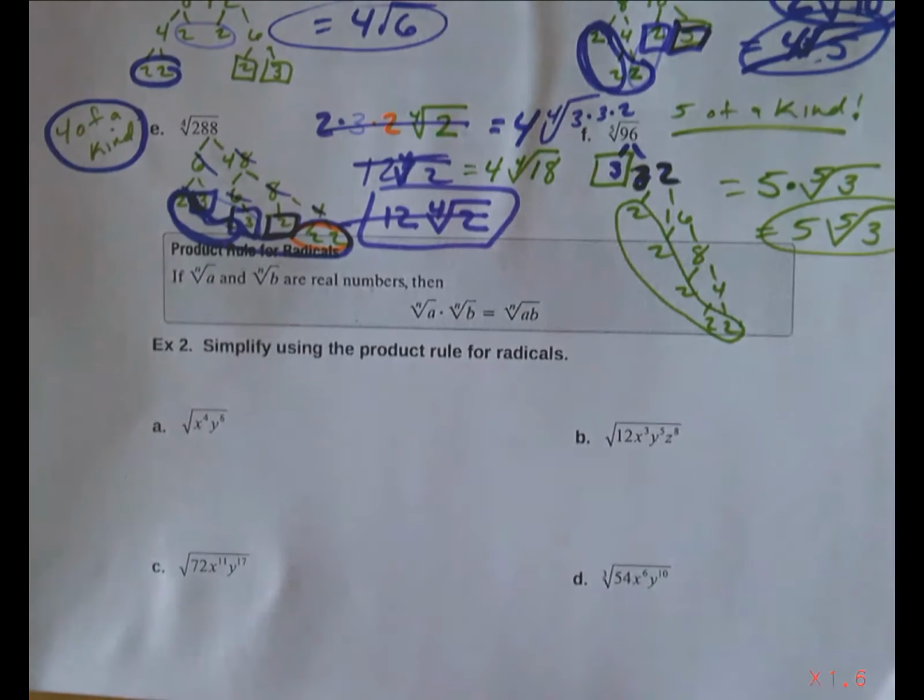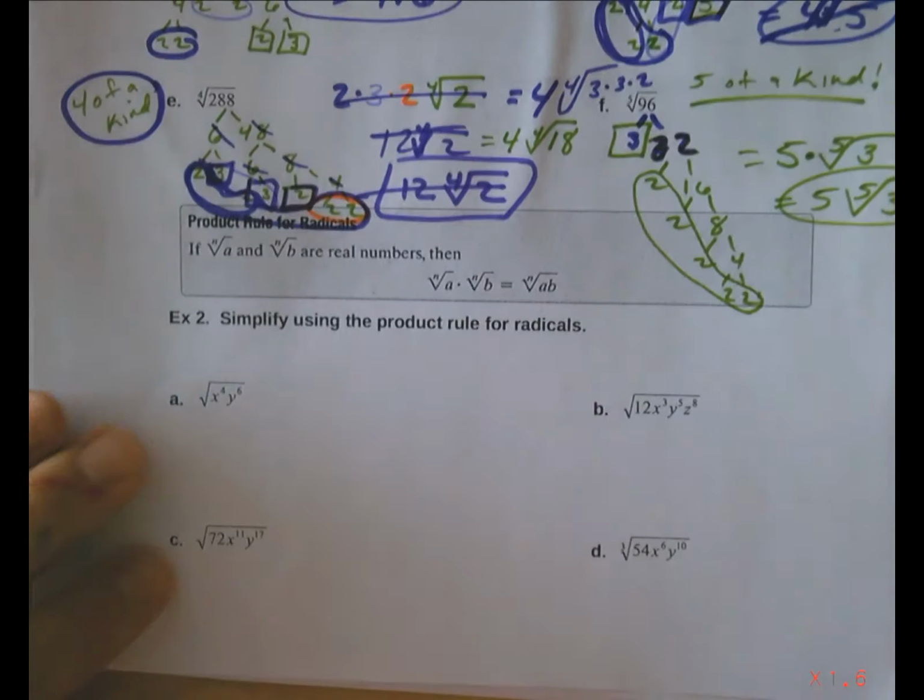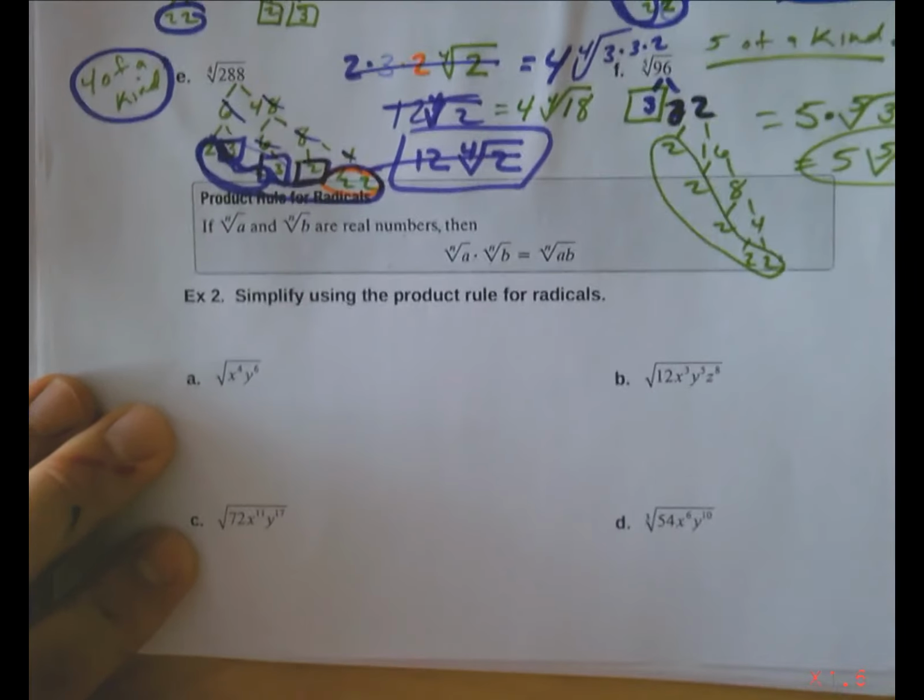All right, so let's take a look. We got square roots here for example 2. Does anybody have questions? Do we need to see one more? No, please. So then we're going to take a look.